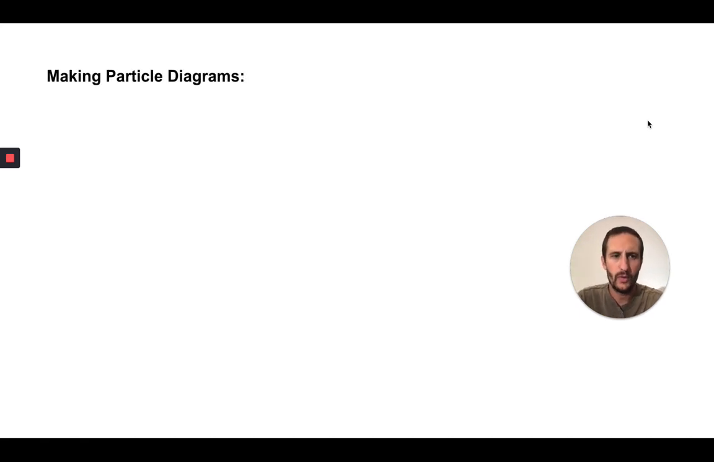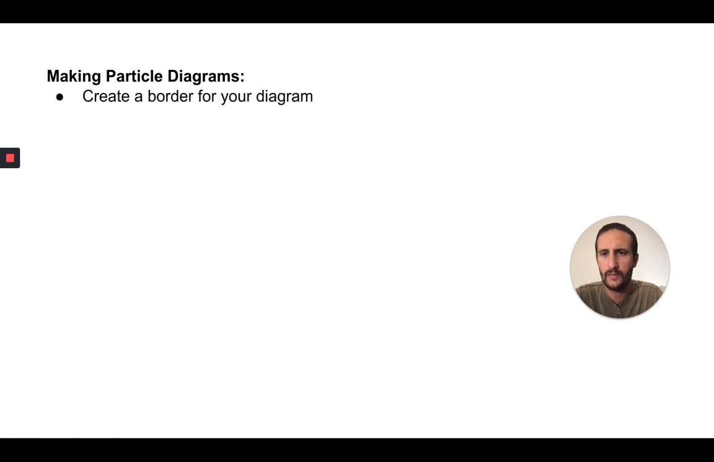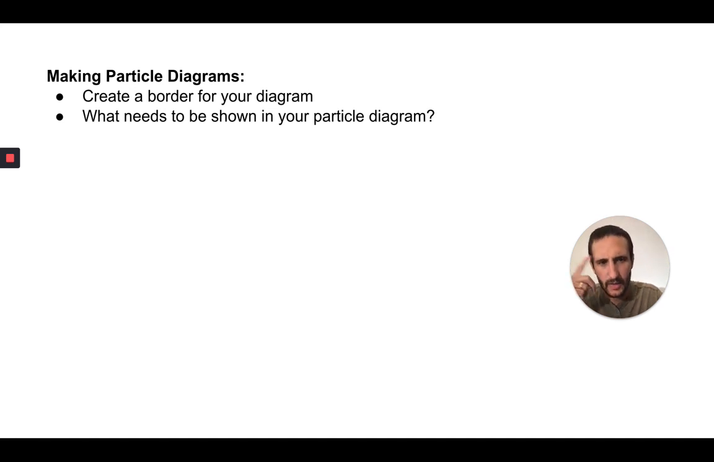Now before you start, a couple of things to consider. First, you always want to have some kind of a border for your diagram to show the part of the diagram that you're zooming in on. You also want to think about what needs to be shown in your particle diagram. What are you trying to communicate in this diagram? You have to think about that ahead of time.